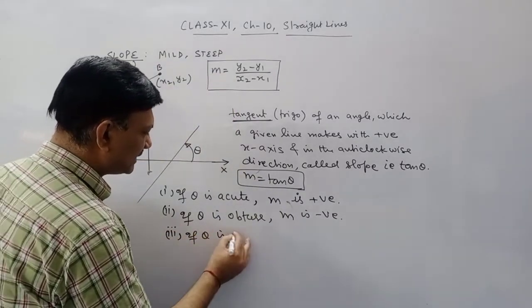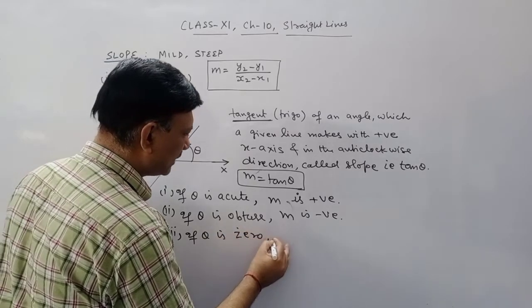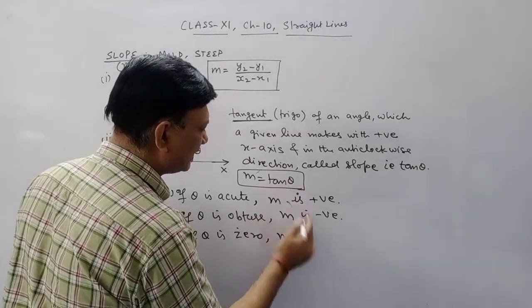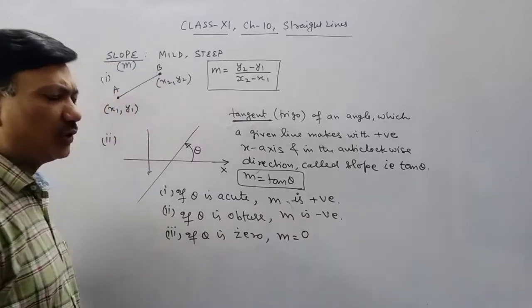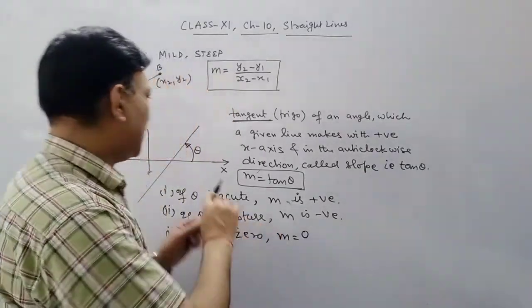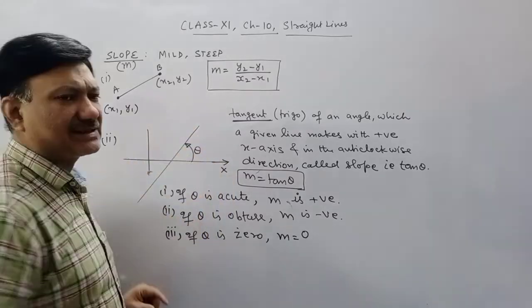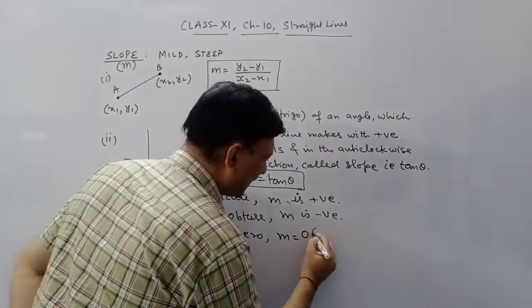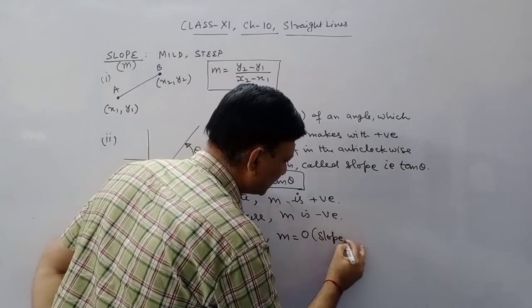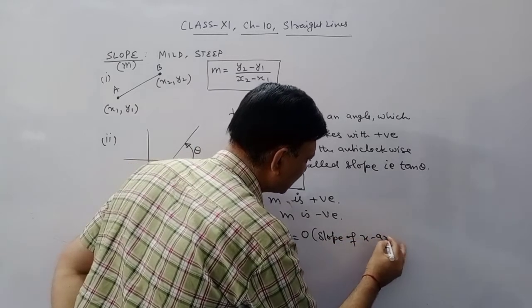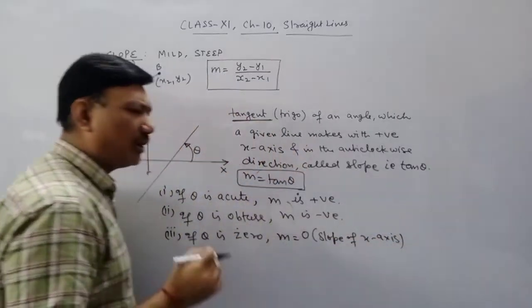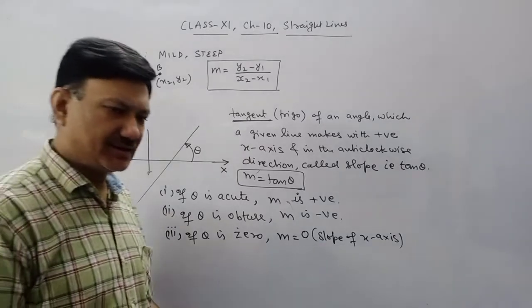If theta is 0, m is tan 0. Tan 0 is 0. When will theta be 0? When the line completely coincides with the x-axis. That means slope of the x-axis is always 0.